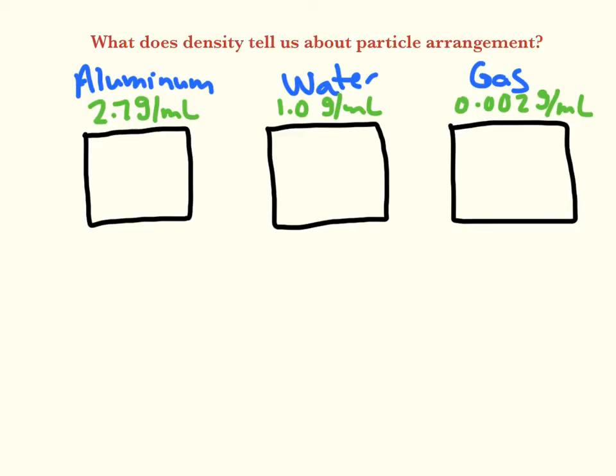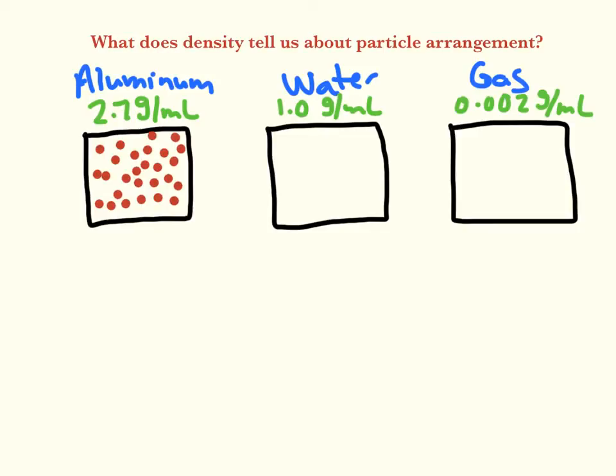Well, if we look at aluminum, we know that the density of aluminum is 2.7 grams per milliliter, water is 1 gram per milliliter, and the gas that we did from the density of a gas lab was right around 0.002 grams per milliliter. Then we can talk about how these particles go in here. If we put these all in the same volume, and I'm assuming that I tried to draw these boxes the same volume, then we could do a ratio right here and set these all up and see how many particles each one would have.